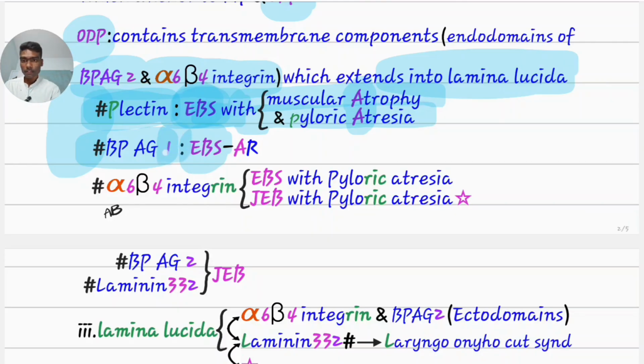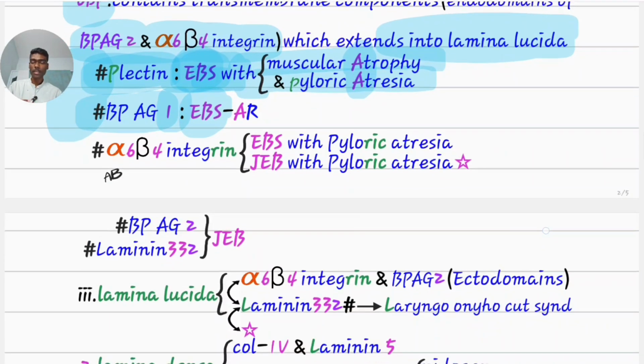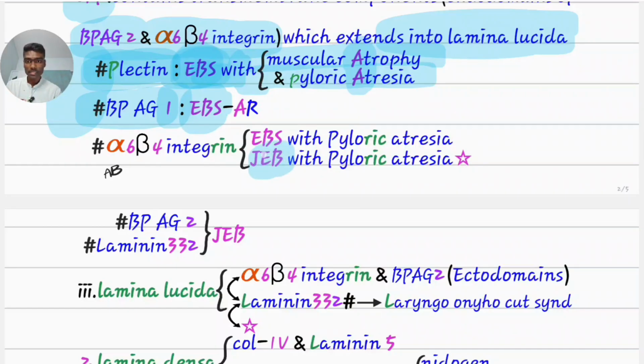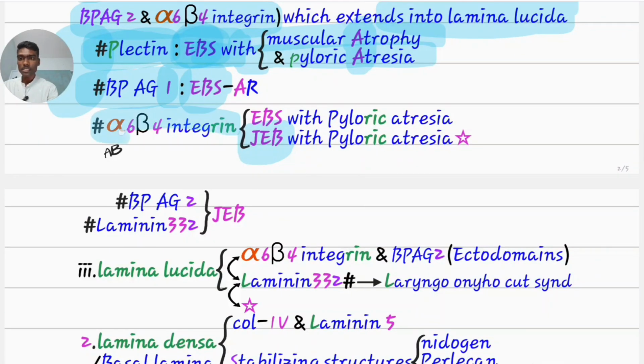1 means first most structure. First defect, epidermolysis bullosa simplex. Next, second defect, epidermolysis bullosa junctionalis. Next, the three structures like alpha 6 beta 4 integrin, BPAG2, laminin 332 lead to junctional epidermolysis bullosa. Whatever the structures present in lamina lucida, if they get defective, it leads to junctional epidermolysis bullosa.